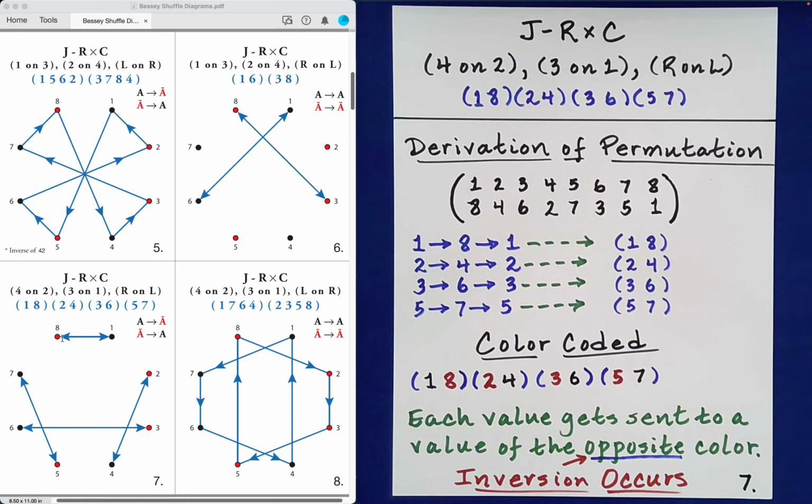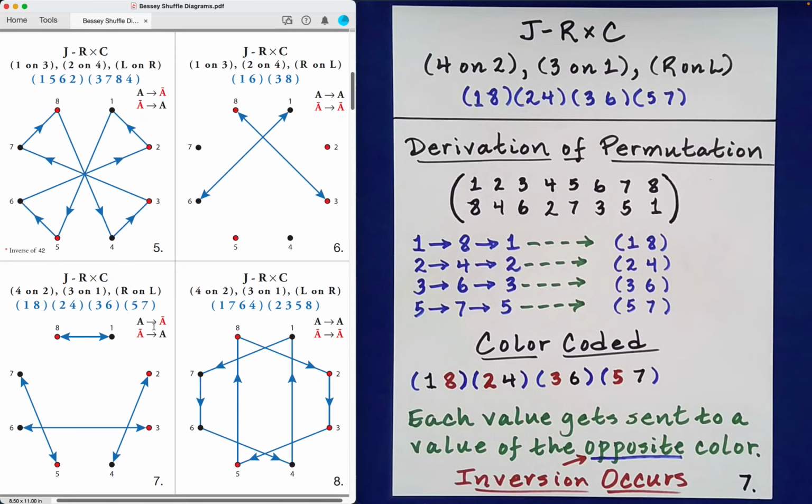Okay, so 1 goes to 8, 8 goes to 1, 2 over here goes to 4 down there, and 4 goes to 2. 3 over here goes to 6, and 6 goes to 3, and then 5 goes to 7, and 7 goes to 5. And then we've indicated that inversion occurs.